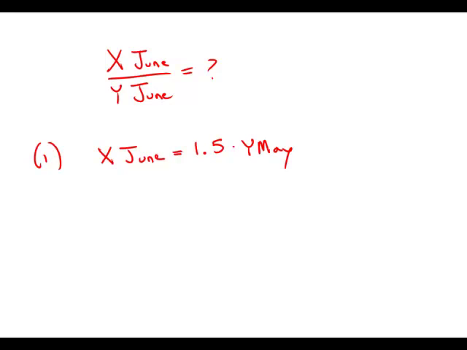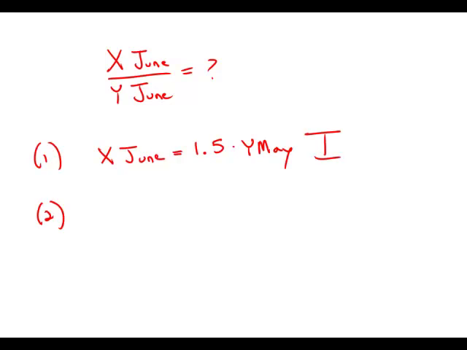Okay, so this tells us nothing about what Y made in June. This only would allow us to relate what X made in June to what Y made in May. So by itself, this statement is insufficient. Now forget about statement number 1.